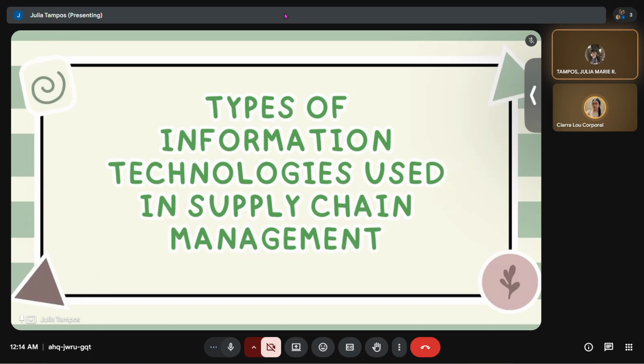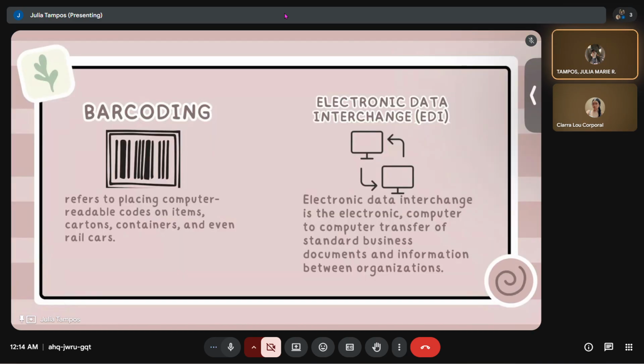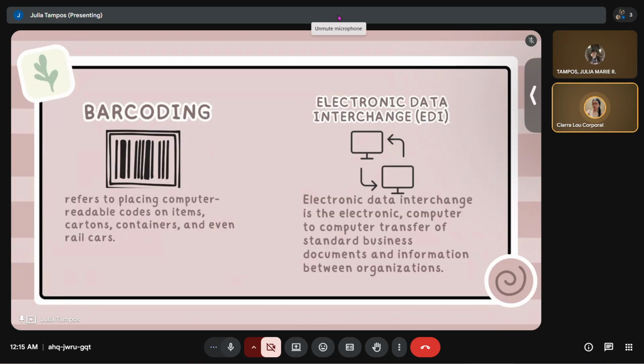So, for the first topic, we have the types of information technologies used in supply chain management. The first one we have is barcoding. Barcoding is the use of printed codes, usually lines or QR codes on products, boxes, containers, or even railway cars. These codes can be scanned by machines to quickly identify items.